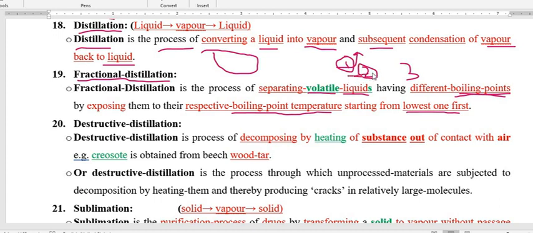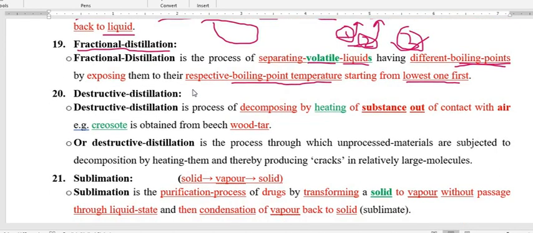Thereafter we increase the temperature up to the boiling point of the second one, we get it in the form of vapor, then liquid after condensation, and then we remove the second also. The third one has a slightly higher boiling point, so again we increase the temperature of the distillation set, boil the third one, condense it, and get the third one. So this process is called fractional distillation.